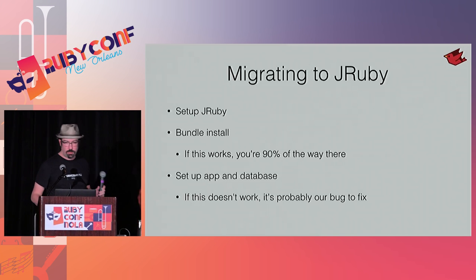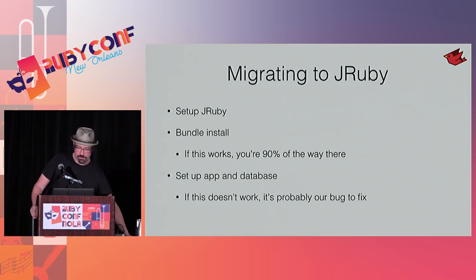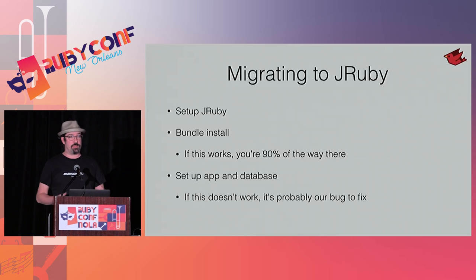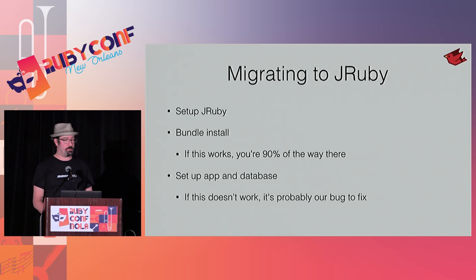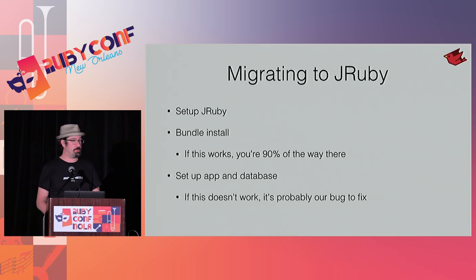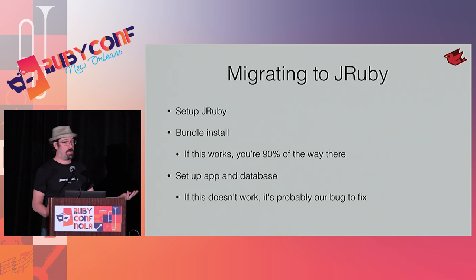Hopefully you are close to being convinced now that JRuby is worth looking at. The next question we always get is, how do I do this? Well, it's pretty simple. It's just a Ruby implementation. So setting up JRuby is pretty simple. I'll show you the process for that in a moment. You go to your application or your library and bundle install. If that works, you're pretty much there. It's very likely that everything's going to work from that point on.